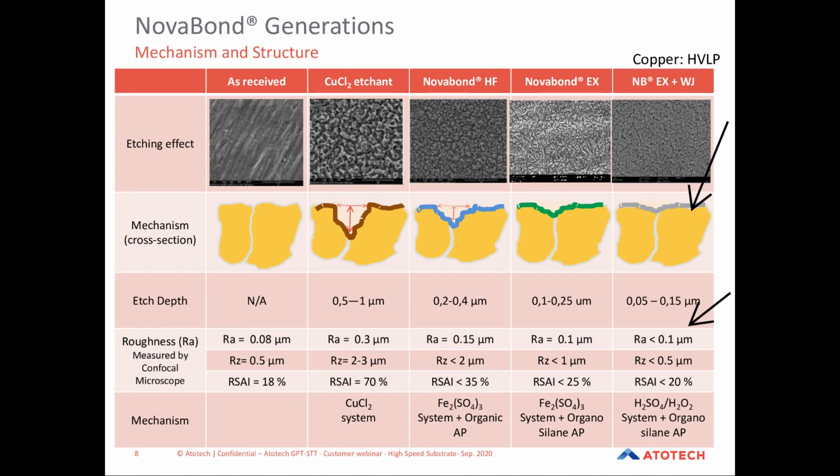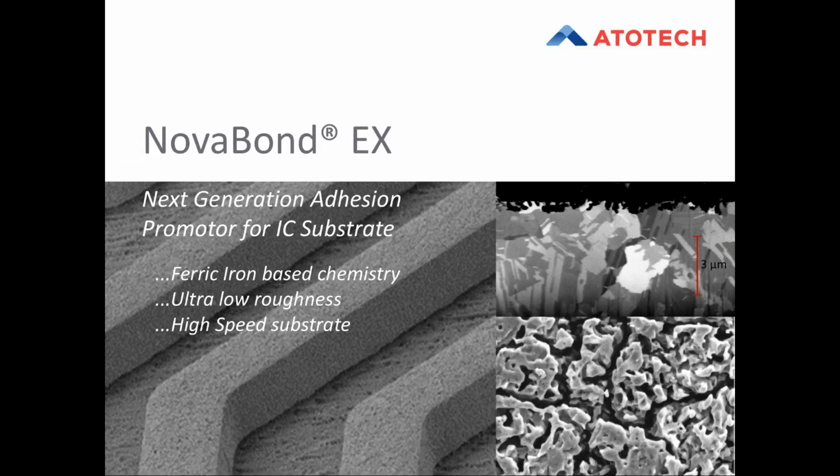NovaBond EX plus WJ is slightly different. It's based on hydrogen peroxide and sulfuric acid, but still going in the same direction with a much lower roughness. At the end, we add the adhesion promoter to enhance the adhesion further. Now, I would like to give you a deeper introduction to NovaBond EX: ferric iron-based chemistry, targeting ultra-low roughness because the application is for high-speed substrates.